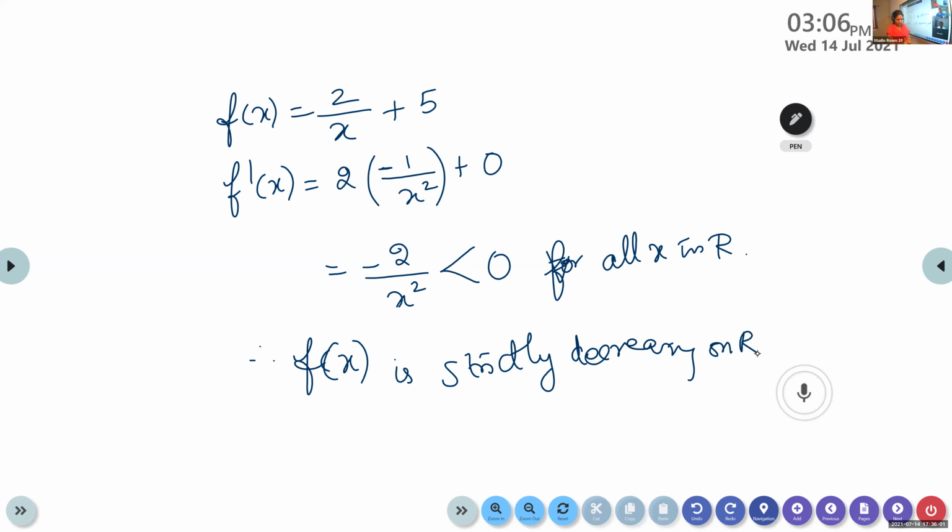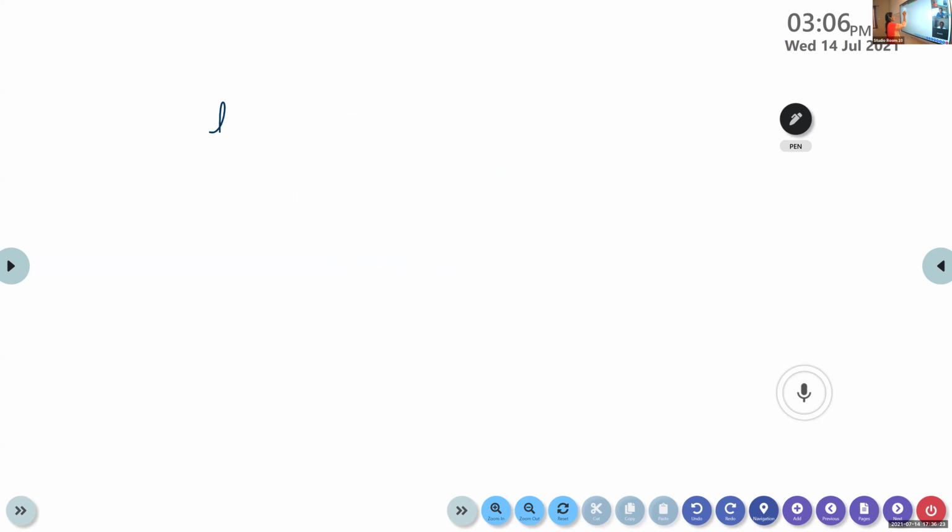Write the next one. Prove that the function f of x is equal to x cube minus 3x square plus 3x.